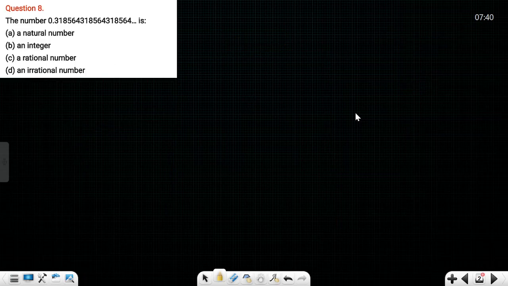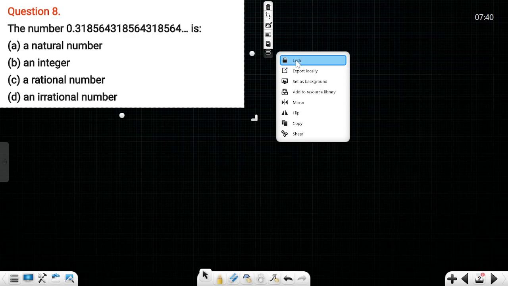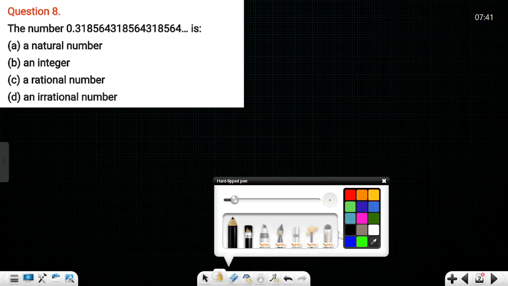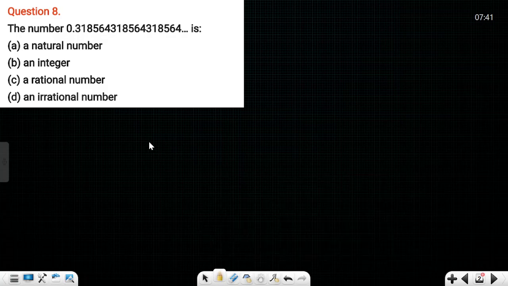Now, going to the 8th question. See, the number 0.318564 56431856431. So if you see carefully, Akshita, in examination, in tension, you might put this as an irrational number because there is no repetition and it is not ending. So we might put the answer as an irrational number, but this is absolutely wrong.